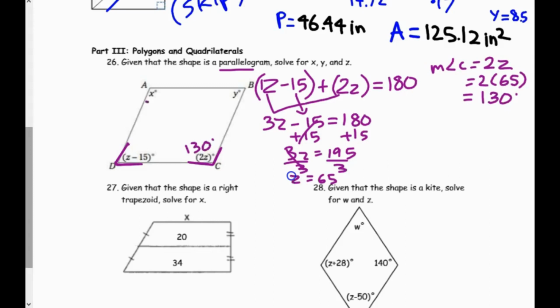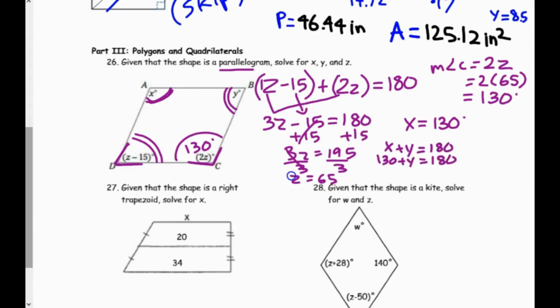So guess what angle X is going to be over here if I know angle C? Well, X is also going to be 130 degrees. And then Y, again, X and Y are not the same, just like down here. Y is supplementary. Okay. So X plus Y equals 180. 130 plus Y equals 180. Minus 130 minus 130. Y equals 50.